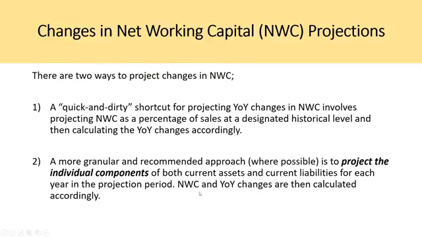Net working capital and year-over-year changes are then calculated accordingly, right? So instead of just taking the percentage of sales, we're projecting the individual components of current assets and current liabilities, then finding the difference between the two to get our net working capital, and then finding the year-to-year change, which is then subtracted away from free cash flow. So it's a much longer approach, but it is much more accurate.